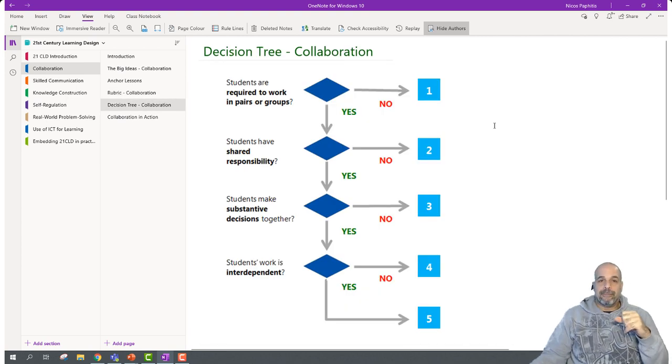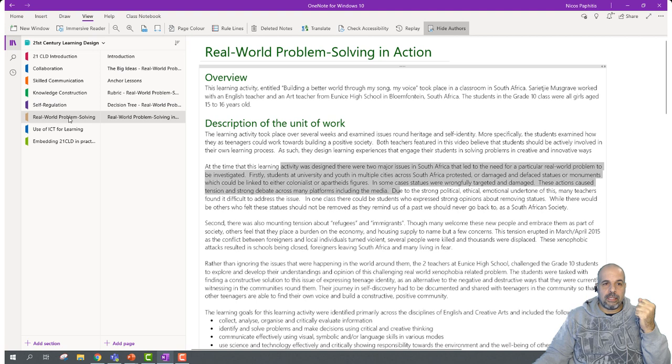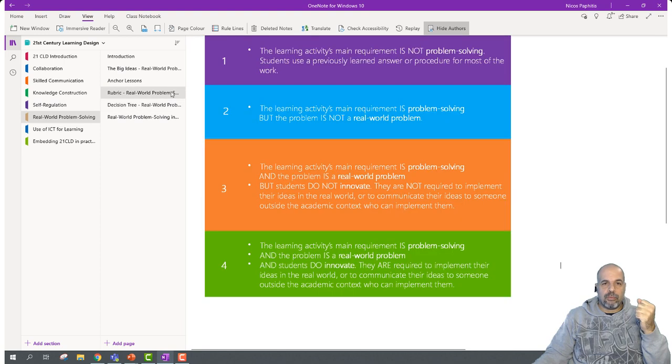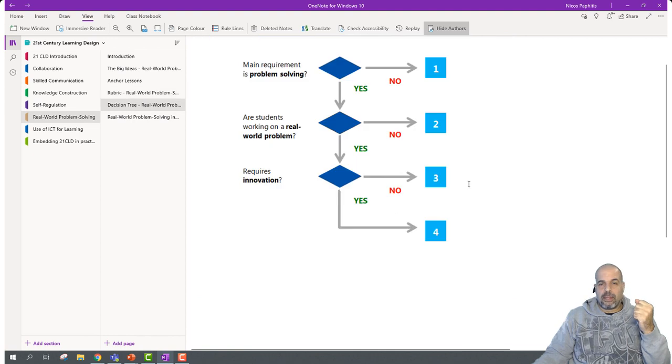Now, what's important is you need to remember the rubric. So each one of these has got a rubric. If we have a look here, real world problem solving, and here again we've got our tree. They're not very big, and you've got again the rubric as a text form. Okay, now what do we need to learn apart from understanding the rubric?